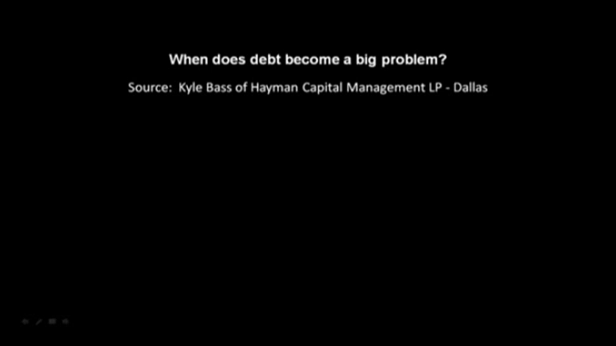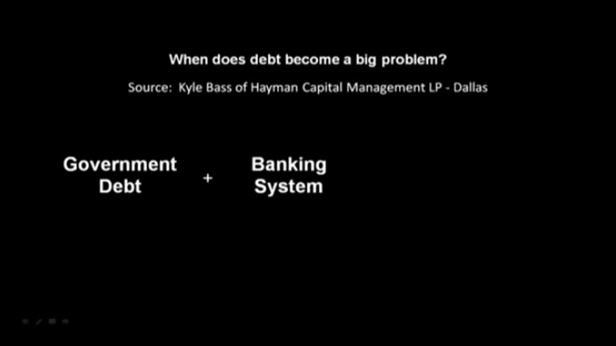Kyle Bass of Hayman Capital Management in Dallas has taken a hard look at the problem and done a lot of research on it. The accepted white paper definition of when you run into a problem is when your government debt levels and the size of your banking system, if you take these two numbers and add them together, get to a point where the sum of them is greater than 5 times your government revenue. That's when you run into problems.